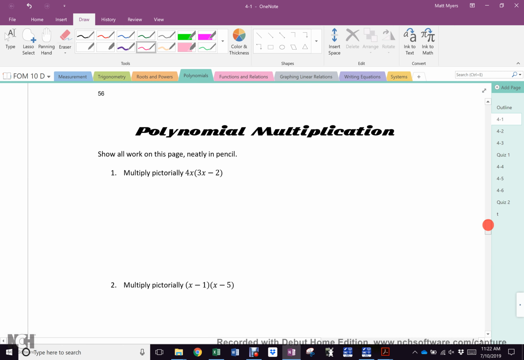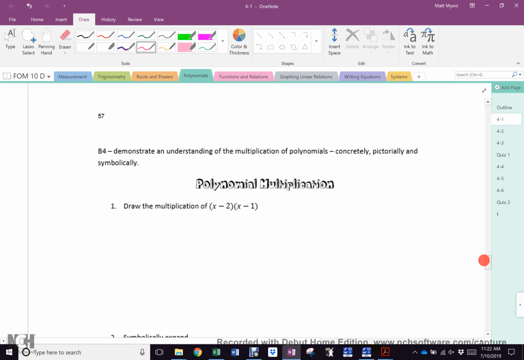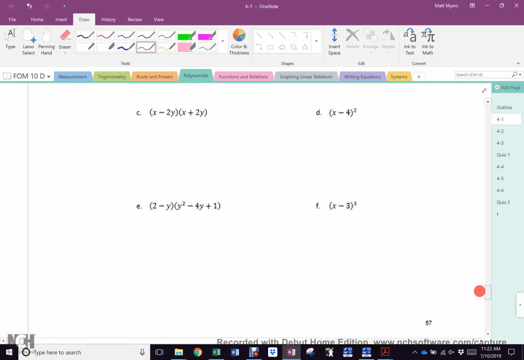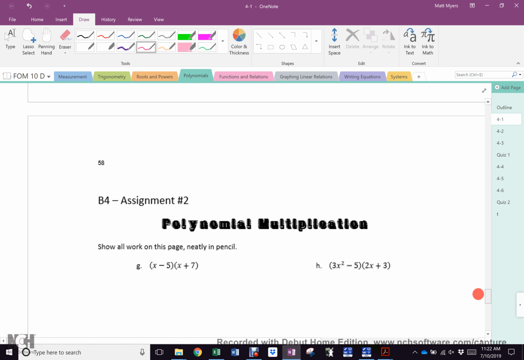Spectacular. Practice. Page 56 and 57 is practice. 58 is an assignment. Now stop for a moment. Most of you are going to go straight to the assignment. I know this, you know this. I don't recommend it, but I can't stop you.